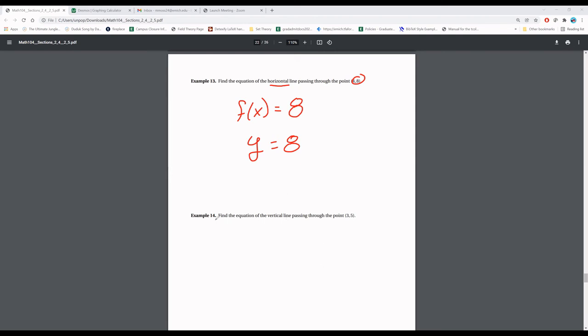Example 14, similar, but it says let's find a vertical line passing through the point 3, 5. Thinking back, vertical line, the x is unchanging. It's not a function. I will not use function notation. Can't do it. It just says x. Grab the x coordinate. x is what? It's 3. There's my equation. x equals 3.